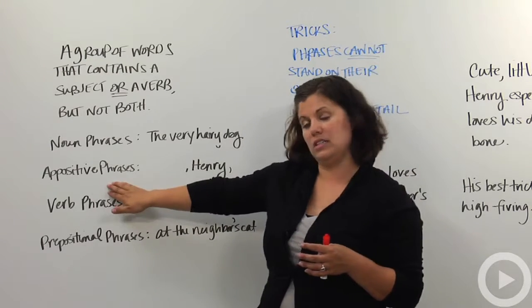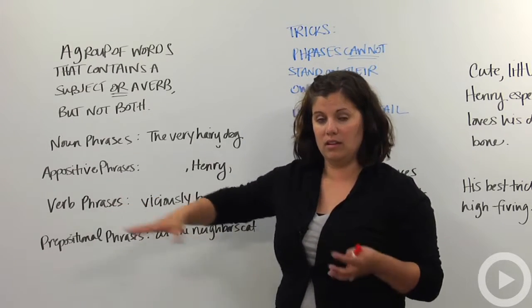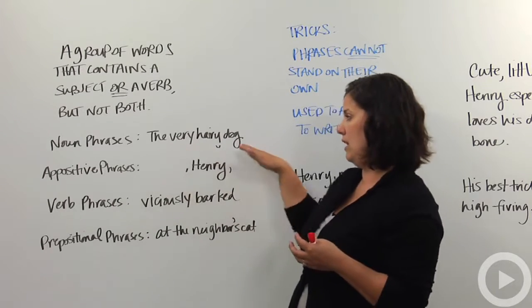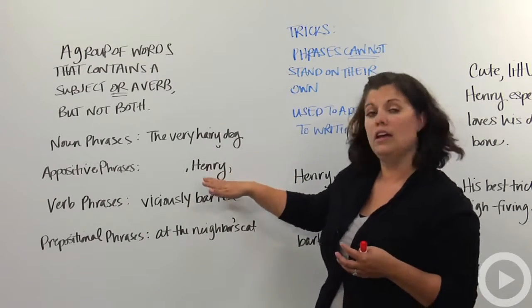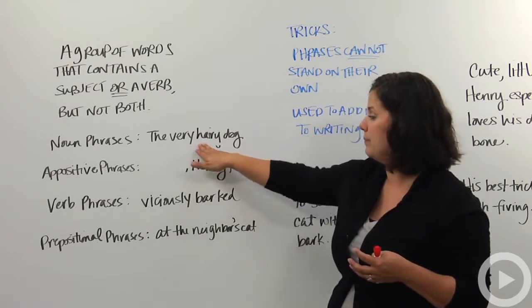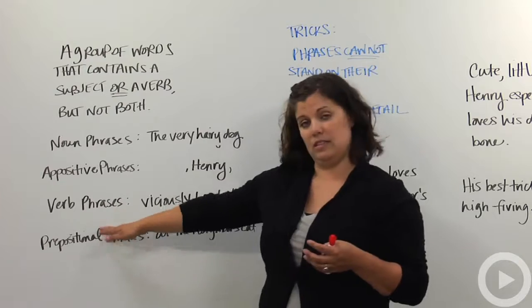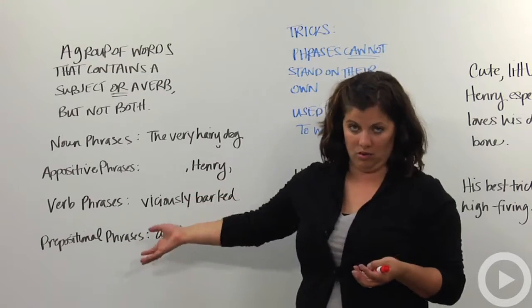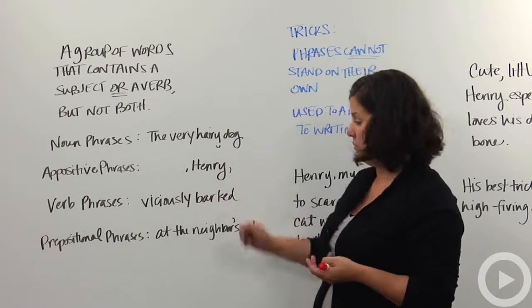The next type of phrases that are used frequently are appositive phrases, and those are just phrases that rename the subject. So if we said the very hairy dog, Henry, Henry is an appositive phrase that renames that subject, the very hairy dog. Next we've got verb phrases, and just like noun phrases, they contain a verb and any words that describe that verb. So we've got viciously barked.